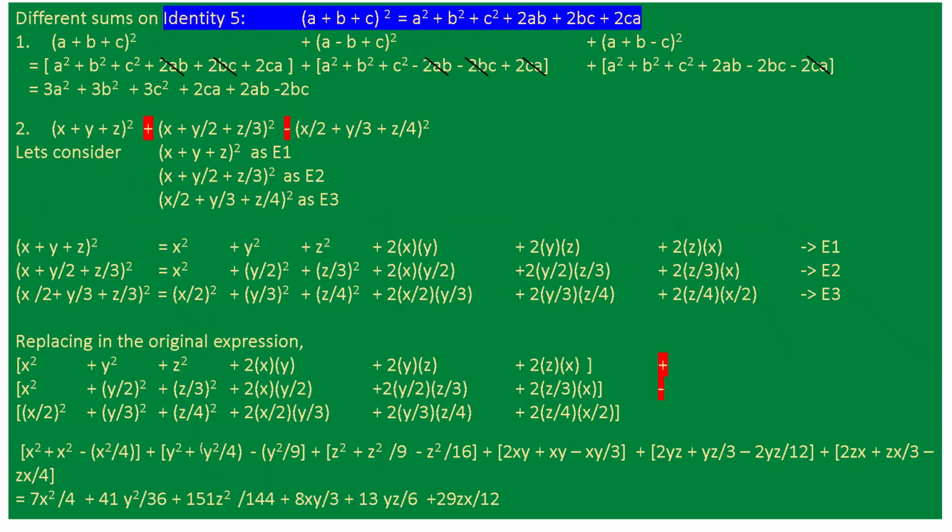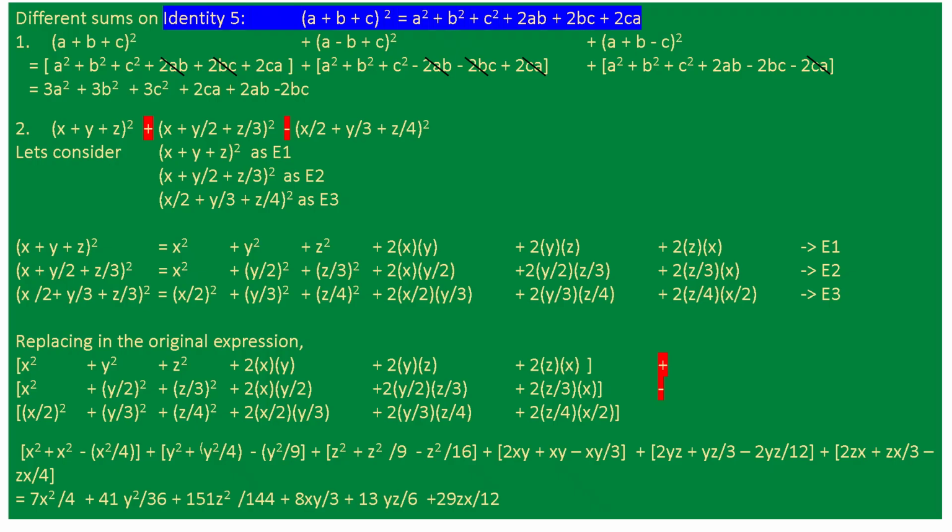Let's look into a more difficult sum on identity 5. Till now we have seen only one expression and you just have to resolve it by replacing the values. Suppose we are given, in sum number 1, three different trinomials separated by operators. The first sum is (a plus b plus c) the whole squared plus (a minus b plus c) the whole squared plus (a plus b minus c) the whole squared. Each one of these three expressions will satisfy identity 5. Resolve each one of them separately and then get the final resultant.